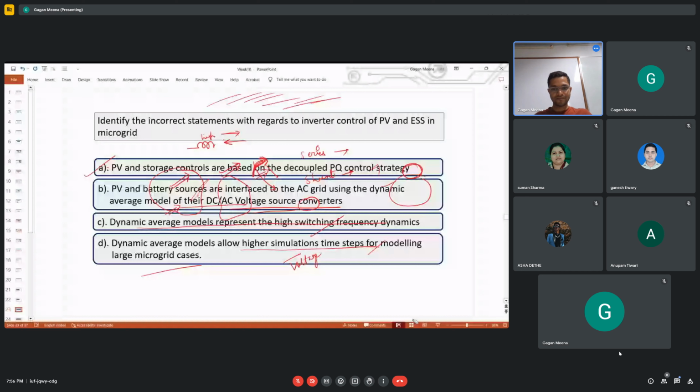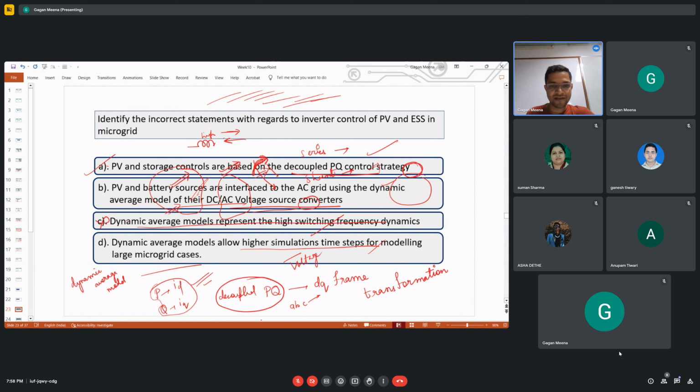C is incorrect here, because dynamic average models are used to study only the steady state behavior. This model will not give us transient switching frequency. High frequency components we cannot see. So based upon what we want to see, we have to choose models. If we are only interested in steady state performance, not the dynamic performance, then we can use these average models and we can run the simulation quickly. We can use a large time step, maybe a few seconds, and we can still get the output.